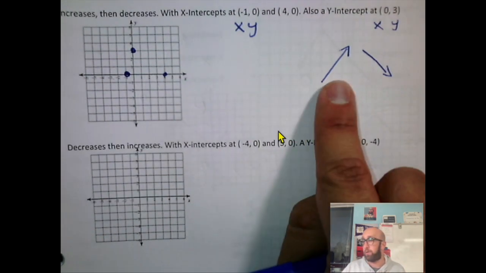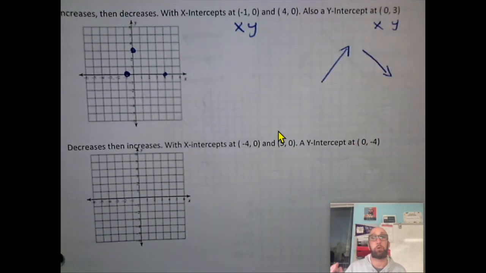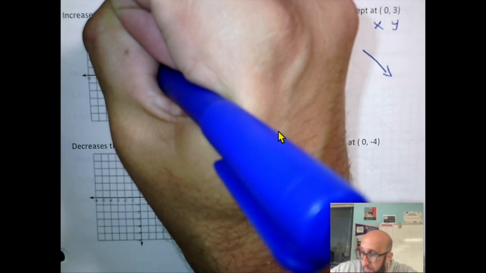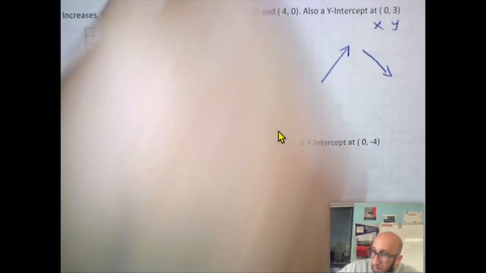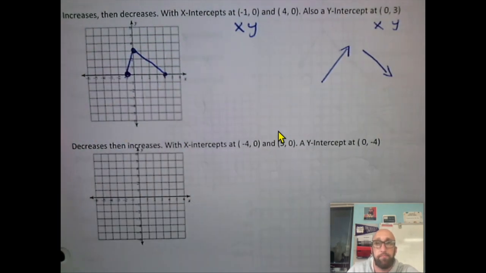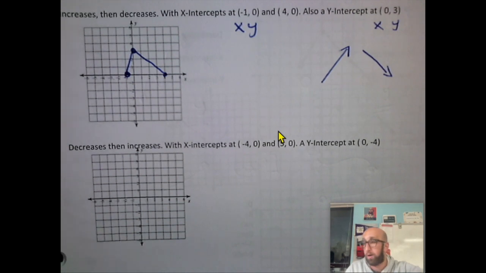So there's the start of my graph. All I need to do is make sure this thing is increasing to start and then decreasing. So a simple game of connect the dots, I'm just going to go up to this point and then come down to this far point. So there is an increase and a decrease. Nothing to it. Okay. One more example of these.